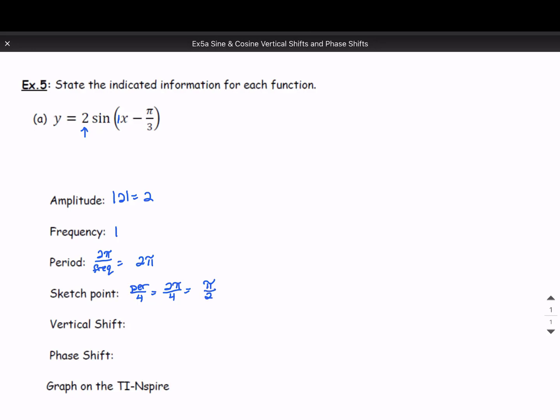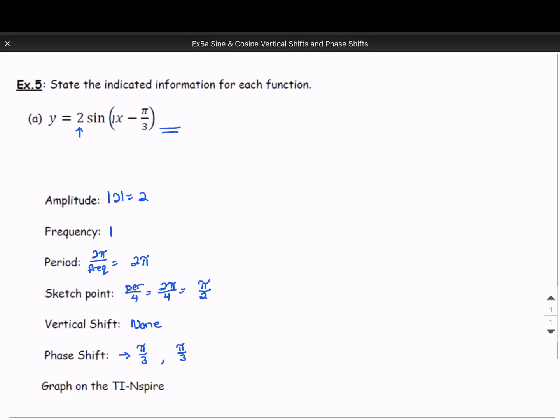Now a vertical shift going up and down happens when we add or subtract outside the function. We don't have any adding or subtracting outside the function. We only have minus pi over 3 inside the function, which means there is no vertical shift happening here. However, there is a phase shift. That x minus pi over 3 means our graph is going to shift to the right pi over 3. That's also a phase shift of positive pi over 3.